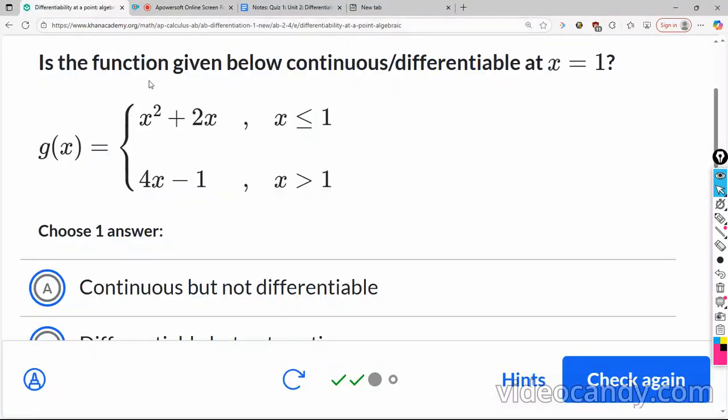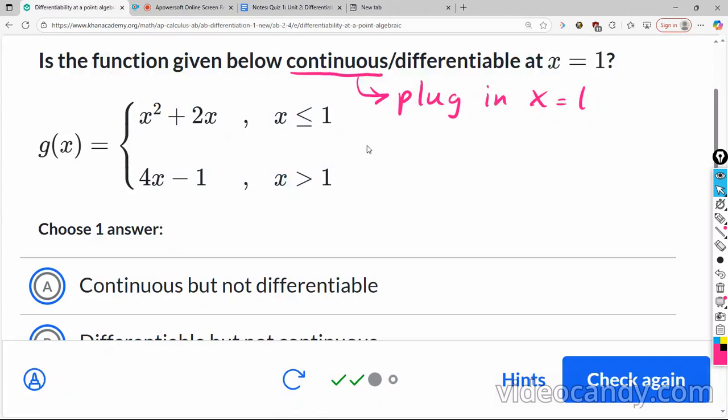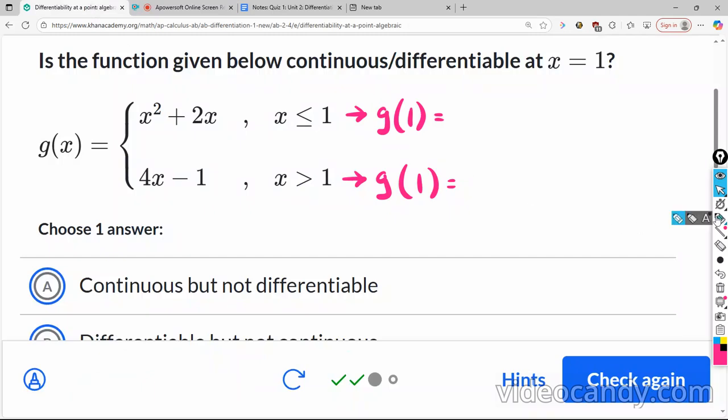So here they're asking us if the function is continuous or differentiable at x equals 1. In order to test if it's continuous, we simply have to plug in x equals 1. You can see 1 is on the boundary of both piecewise functions. Also, it says right here, x equals 1. So we're plugging in 1 in both piecewise functions, right there and right there.